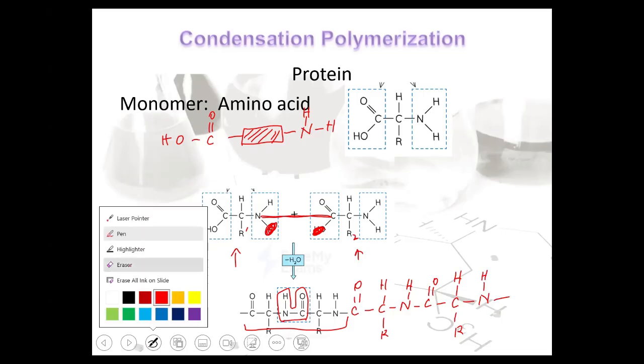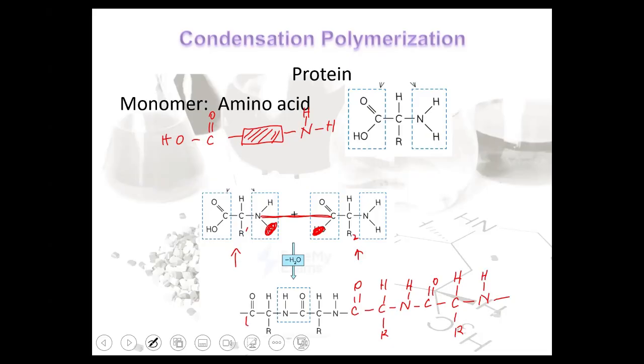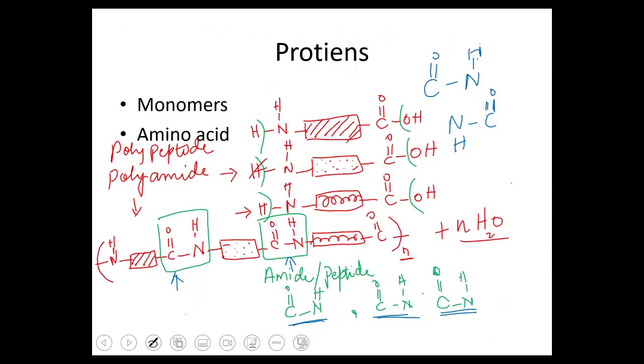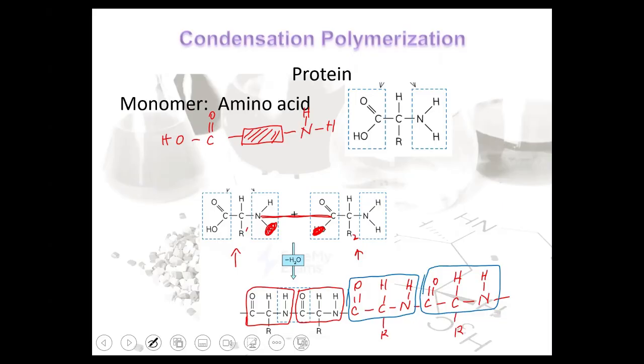So if I just look at the repeat units, this is your one repeat unit because one amino acid. This is your second repeat unit because second amino acid. This is your third repeat unit because third amino acid, and this is your fourth repeat unit. Over here, four monomers are making four repeat units. Over there, four monomers were making two repeat units because they were different. Here they are the same.